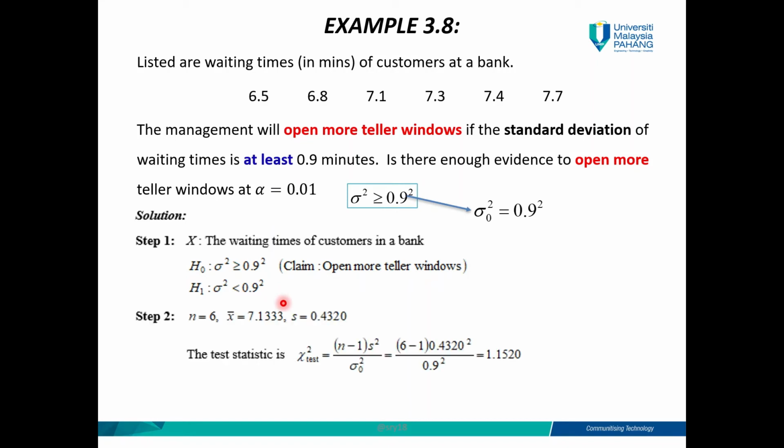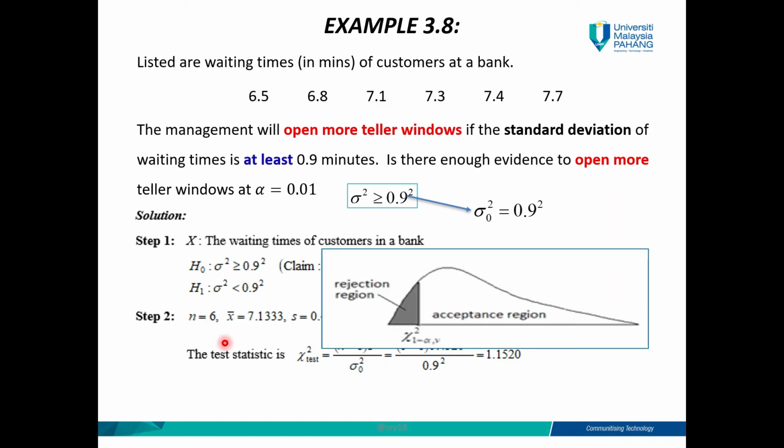Next, you should calculate the test statistic value. There's only one formula, so you need to get the sample variance from this data. Use the statistical function in your calculator, and then substitute all the values accordingly. This is the hypothesized variance, which is this one, 0.9. And you will get 1.1520. So that is your test statistic value. Please remember that for this subtopic, your test statistic value should always be a positive number.